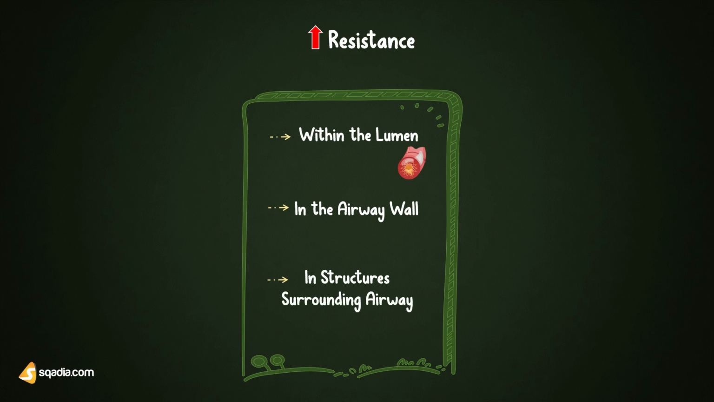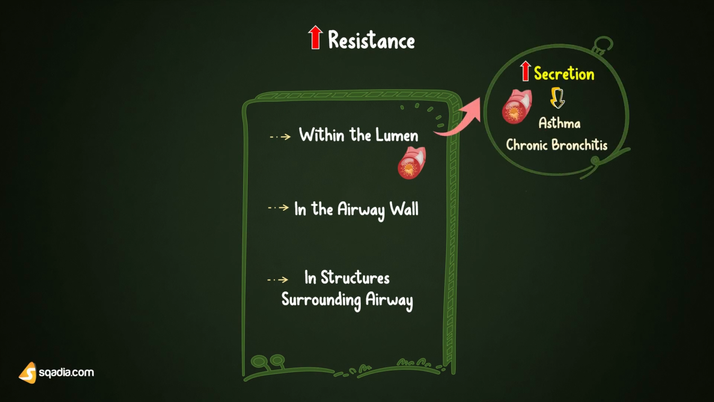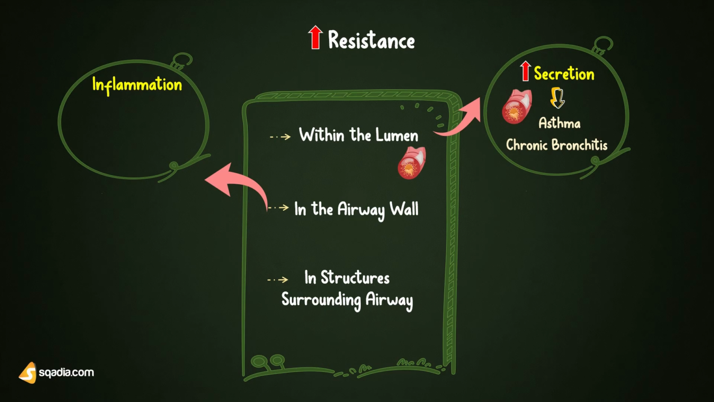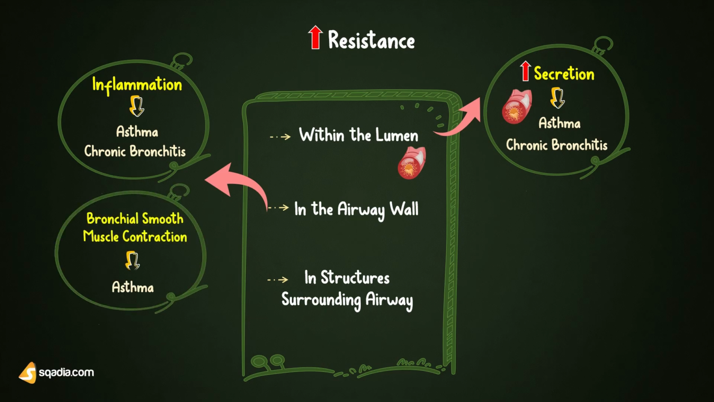Examples of luminal obstruction include the increased secretions seen in asthma and chronic bronchitis. Airway wall thickening and airway narrowing can result from the inflammation seen in both asthma and chronic bronchitis, or from the bronchial smooth muscle contraction in asthma.